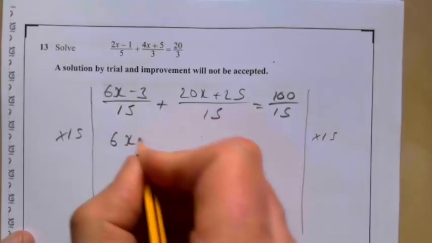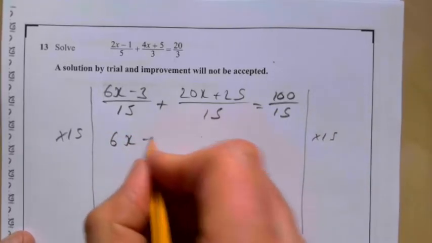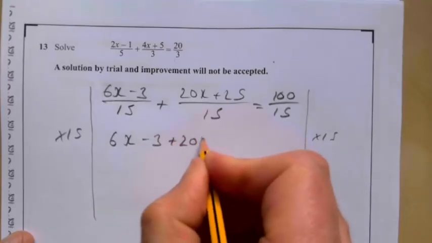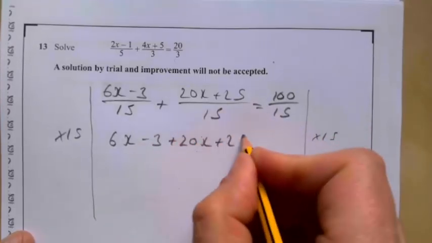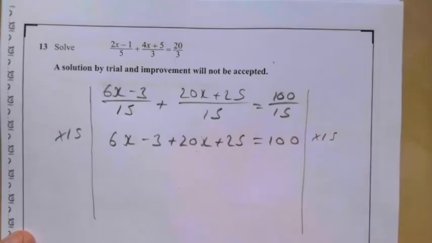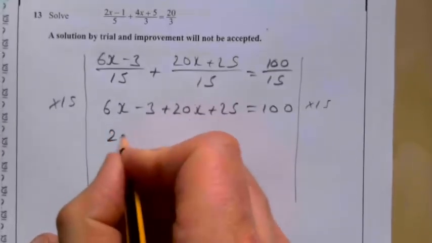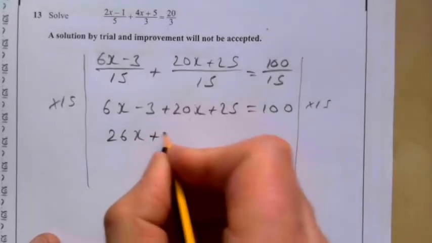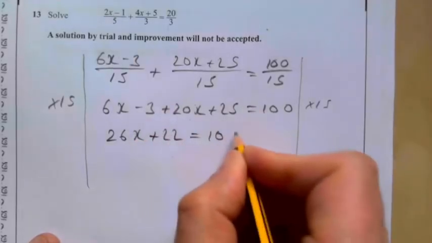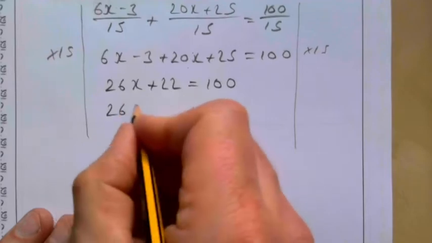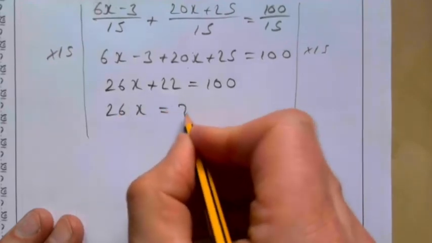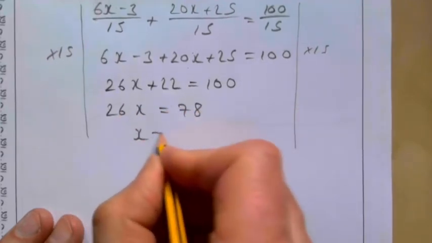So I have then 6x minus 3 plus 20x plus 25 equals 100. On the left hand side, joining together my like terms, 26x plus 22 is 100. Take away 22 from both sides, 78. And I get then x equals 3.